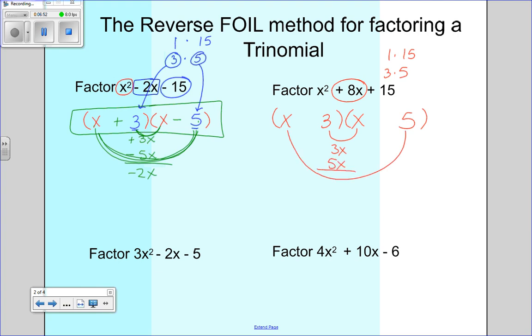So our inside and outside needs to add up to 8x, and it's a plus 8x. So they both need to be positive. That tells us we need positives on both of those. There's our answer, x plus 3 times x plus 5.